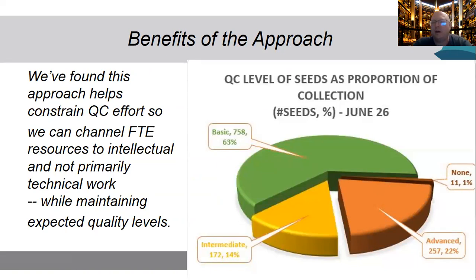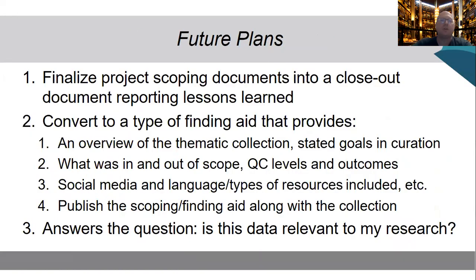So you can break it down and you can chart it as a pie graph. You can show it as a graph. As you can see here, we actually decided that there was more advanced than there was intermediate quality control work, which is something which may be fine, but is something that we want to look at and adjust. So for the future, we are in the process of converting these project scoping documents into something like a finding aid, which we would publish along with the collection for consultation by potential researchers.